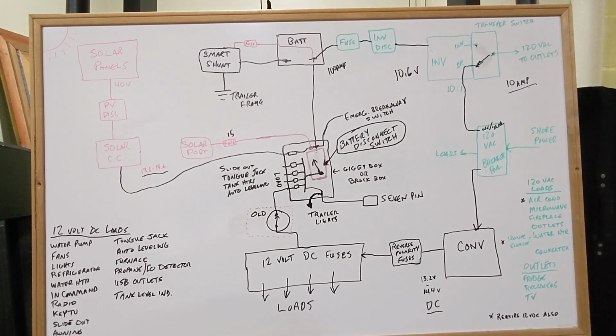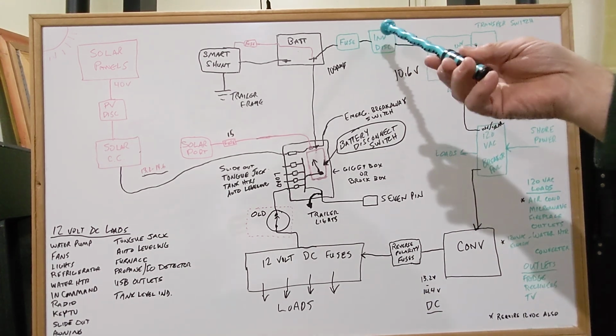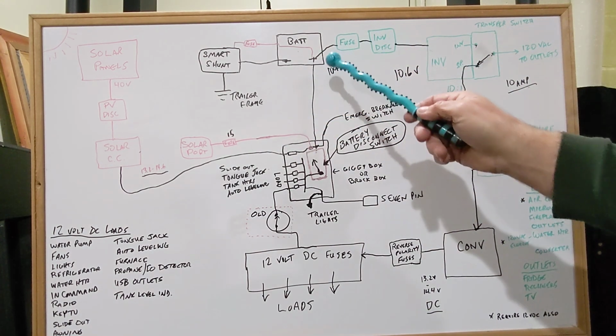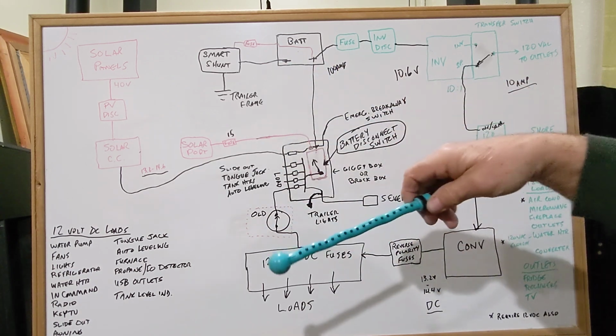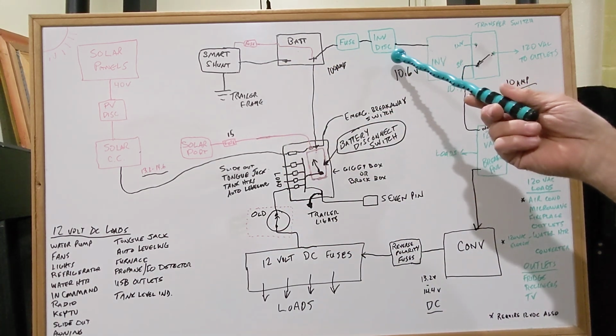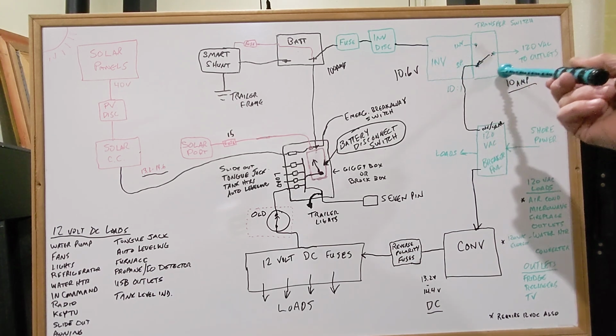So that's what the inverter disconnect switch does. It doesn't do anything to disconnect the power from the battery to the trailer or anything, so don't get confused with that. Now your inverter has two pieces to it.